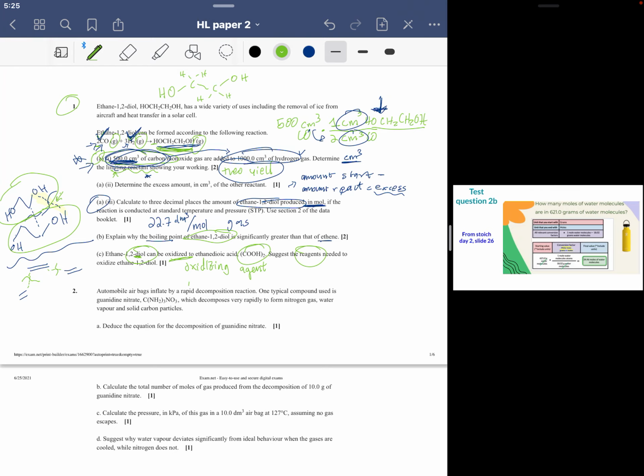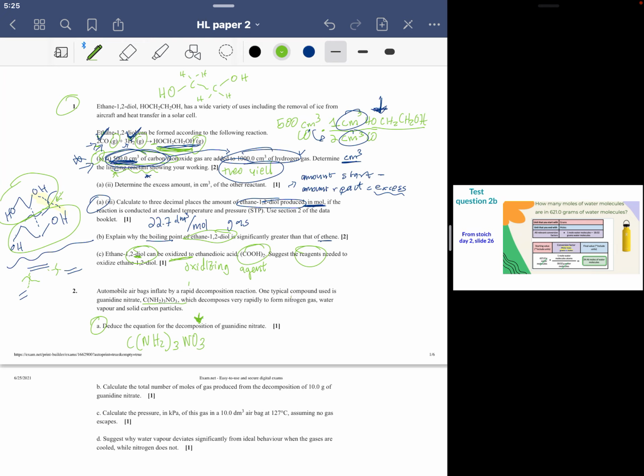So 2A, deduce the equation. Well, the equation, I was kind of surprised some people struggled with this. It just had you read the problem, really. Decomposition, we saw decomposition reactions. We watched a video with reaction types.